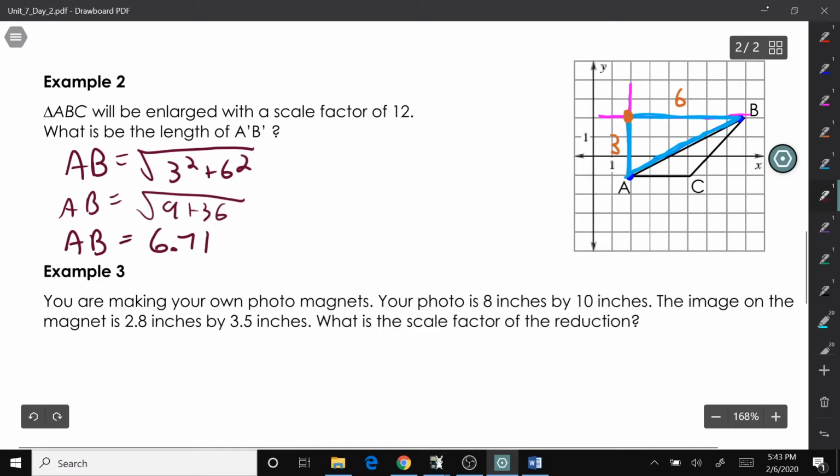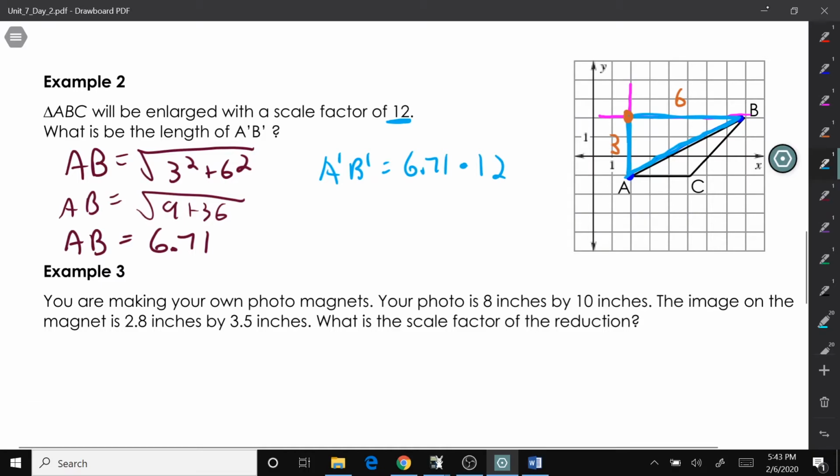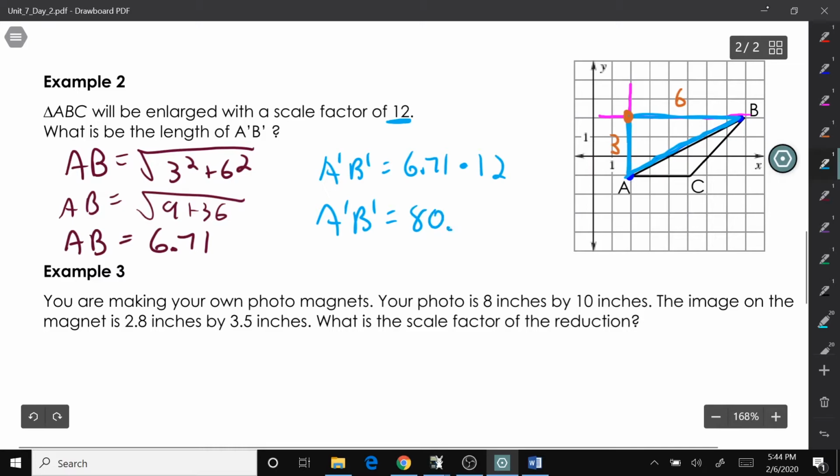6.71. We're going to use 2 decimal places. Then we're going to multiply that value by 12 because that is our scale factor. So A prime B prime will be 6.71 times 12, and that gives me 80.52. And that would be our final answer.